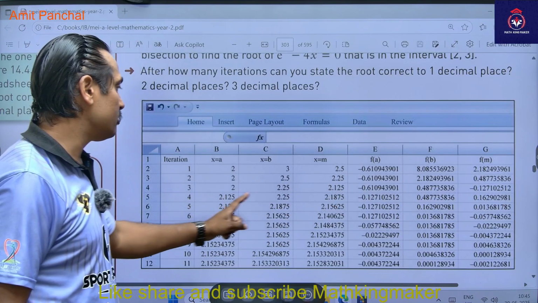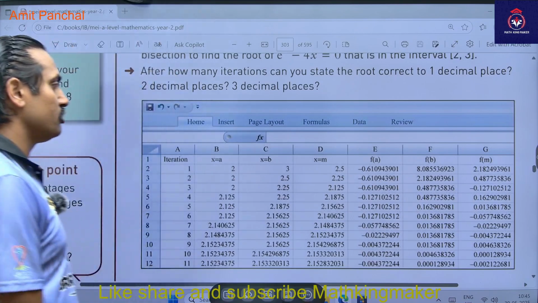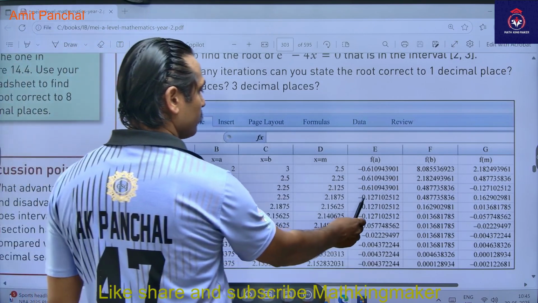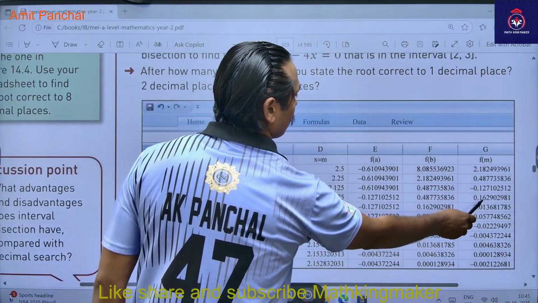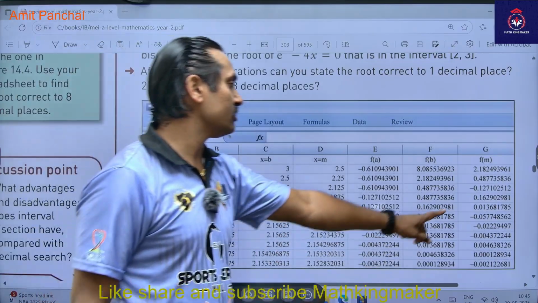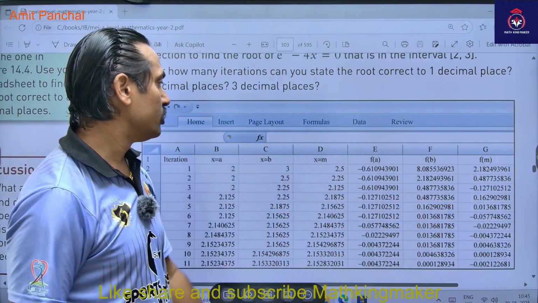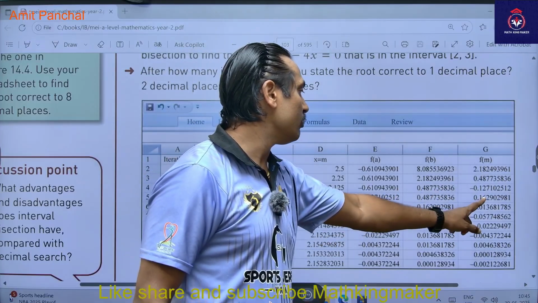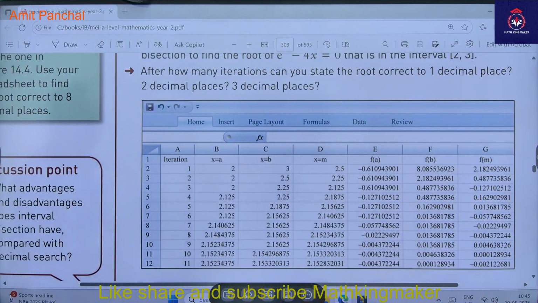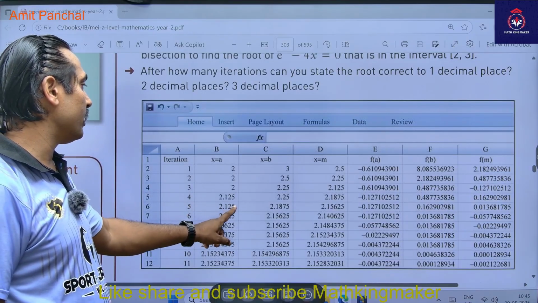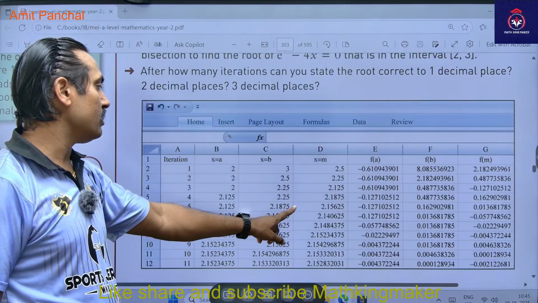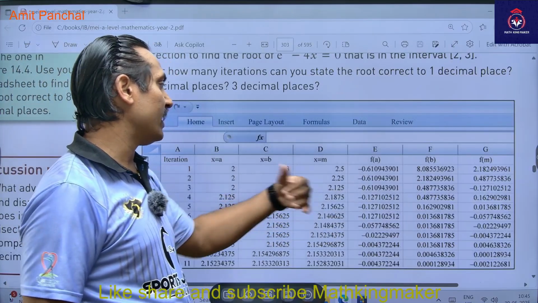Then you will put these values and see which is closer to 0. Closer to 0 is minus 0.12, and it is positive, but it is closer to 0. 0.16 is closer to 0 than 0.48. So you will consider this value as A, this value as B. So in the fifth iteration, 2.125 will be your A, 2.1875 will be B, and its midpoint is 2.1. Now again you will see the values.